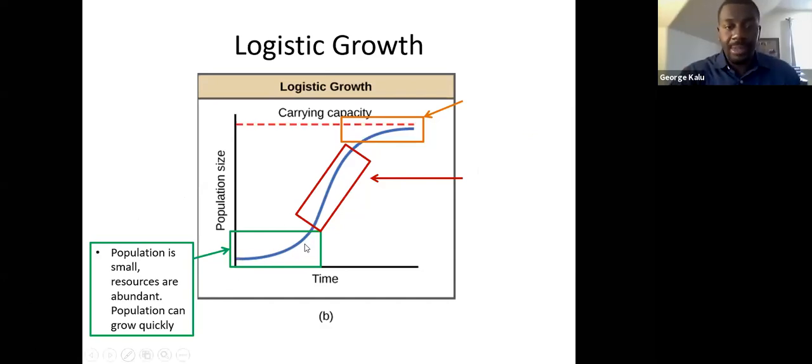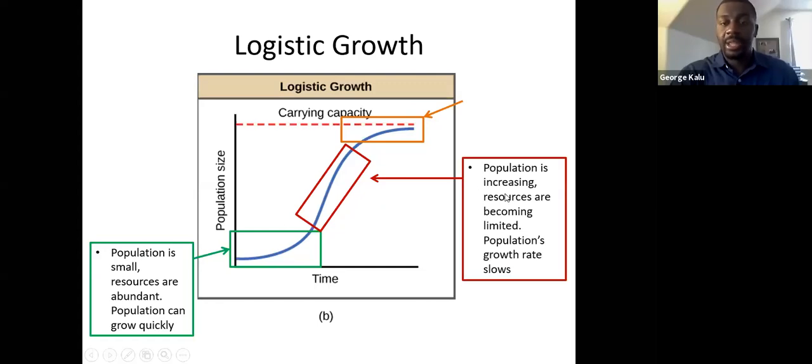So we have a very high growth rate during this period. As the population size begins to increase, resources are now becoming slightly more limited. And so the population's growth rate is going to begin to decline over this period of time here. So population is increasing, resources are becoming a little bit more limited.